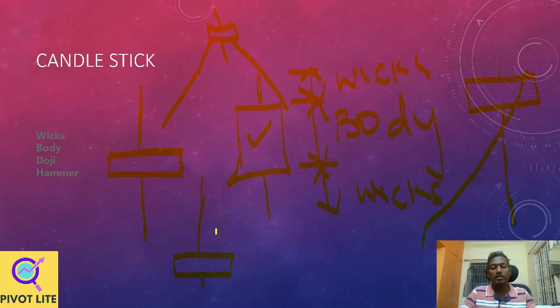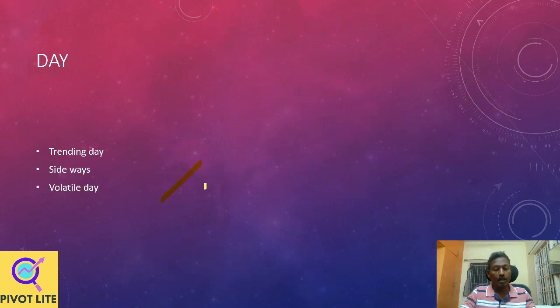In this case it denotes that the market is going down, which means responsive sellers have come into the market and are trying to push it down.